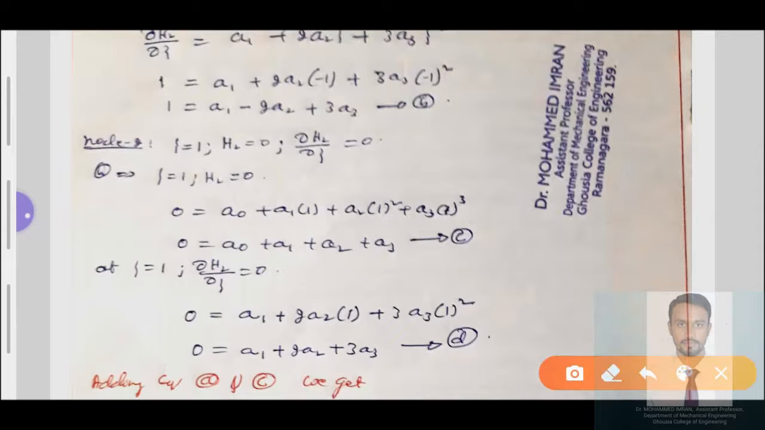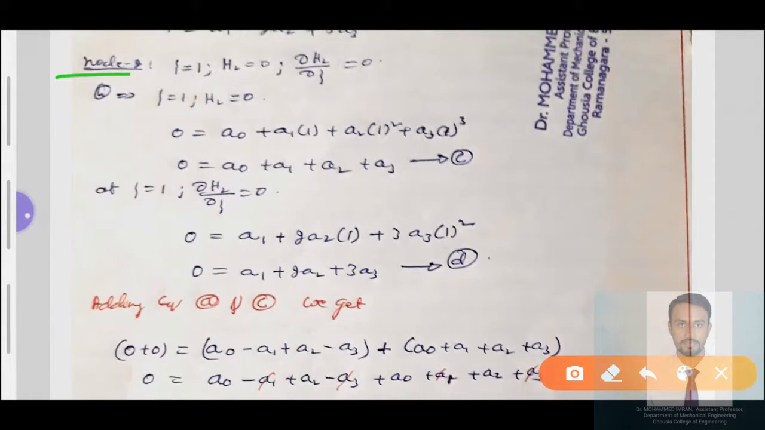In the previous equation, this is equal to 0 we got, right? The same equation never changes. Only the value 1 gets shifted one by one. At node number 2, we have zeta equal to 1, h2 equal to 0, and dou h2 by dou zeta equal to 0. At node number 2, two boundary conditions are there.